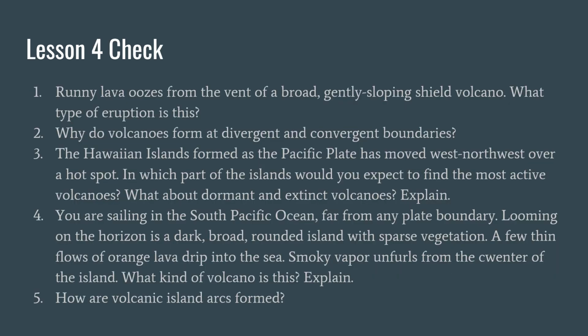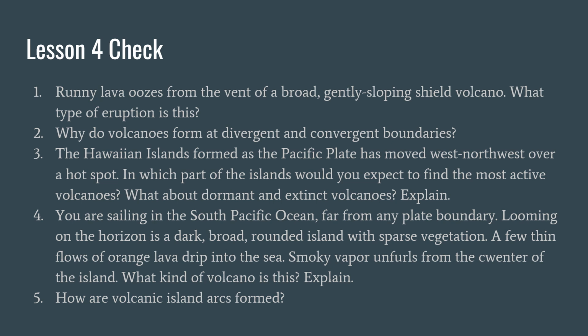So that ends lesson 4, and now it's time to do the lesson 4 check. So 1, running lava oozes from the vent of a broad, gently sloping shield volcano. What type of eruption is this? And that would be a quiet eruption. 2, why do volcanoes form at divergent and convergent boundaries? In order for a volcano to form, magma from inside Earth must be able to reach the surface. This can usually happen at divergent boundaries, like mid-ocean ridges, or at convergent boundaries, like subduction zones.